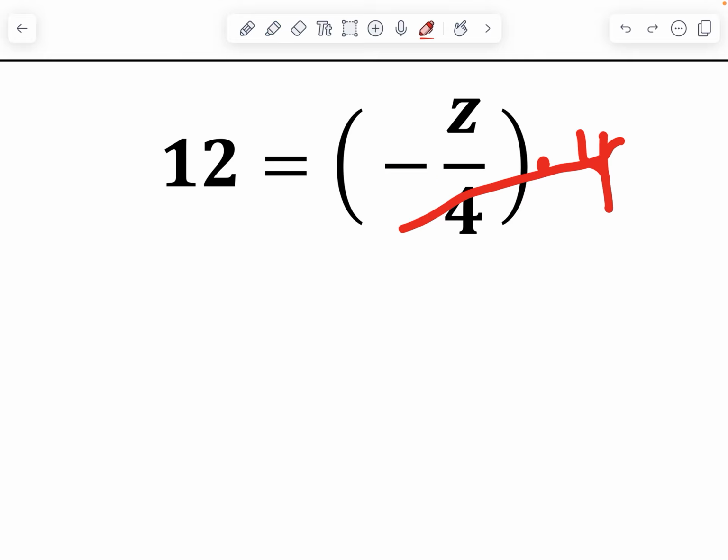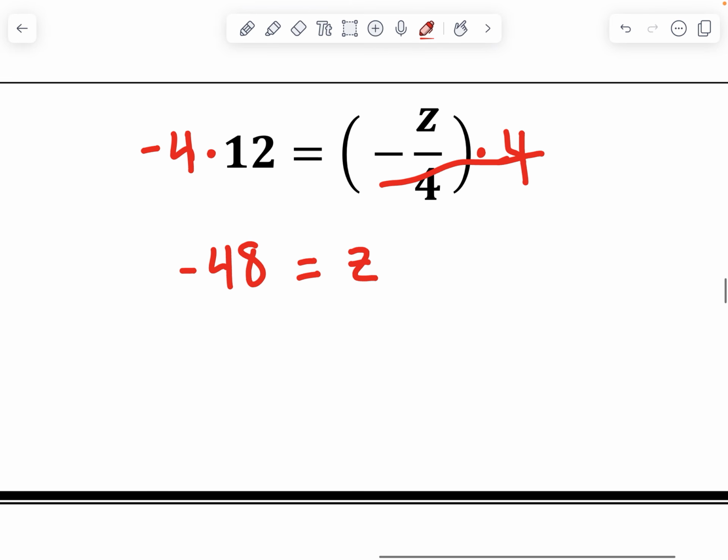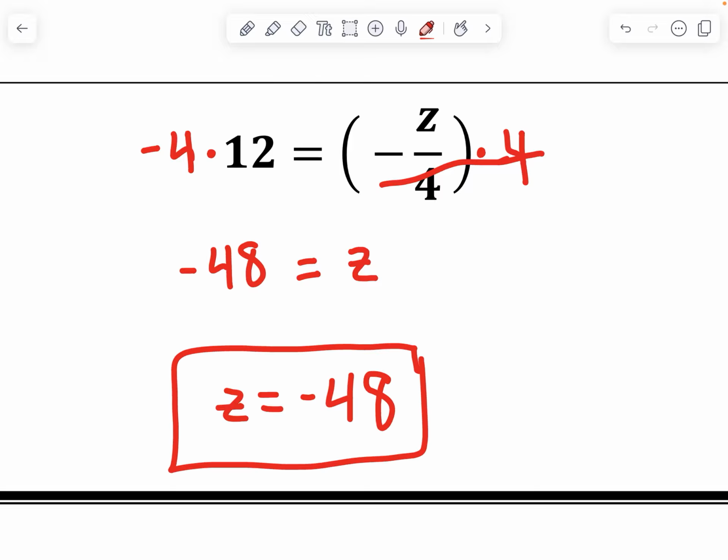So instead of dividing by 4, instead of multiplying by 4, we'll multiply by -4. Now the 4s and the negatives cancel out because a negative divided by a negative is a positive, leaving you with a positive z. And whatever you do on one side, always do to the other. 4 times 12 is 48. So -4 times 12 is -48. And flip it back around to have your variable first. z equals -48.